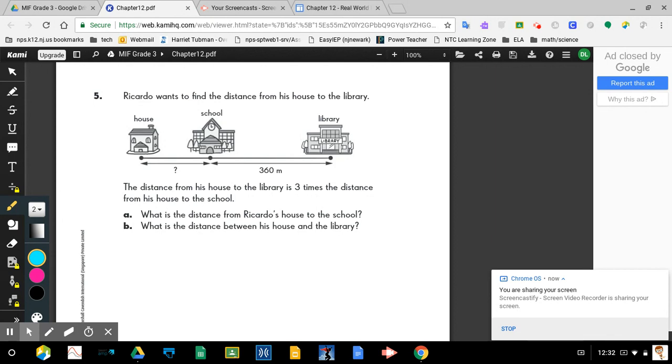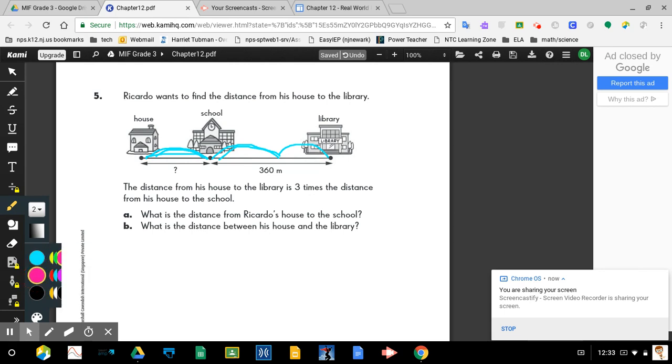So here's the house to the school. Here's 1 time over here. Here's 2 times over here. And here's 3 times over here. So whatever is the distance from the house to the school, it's 3 times to the library. What is the distance from Ricardo's house to the school? And what is the distance between his house and the library? So you want to find out the distance from the house to the school, and then the distance from his house to the library.